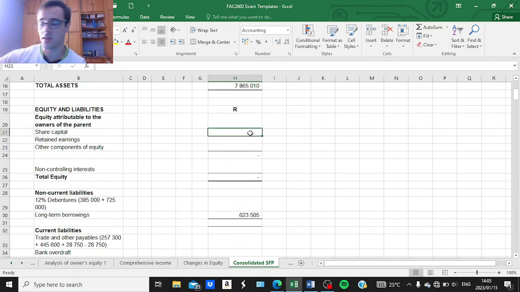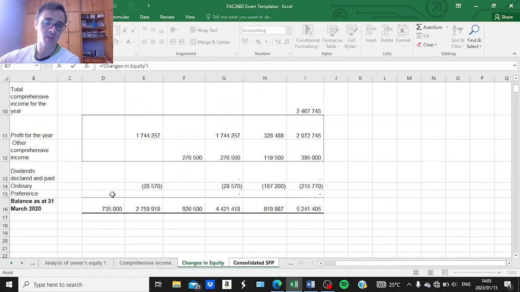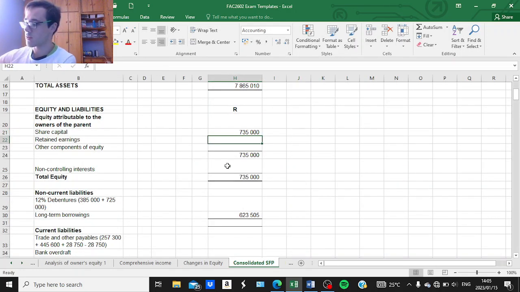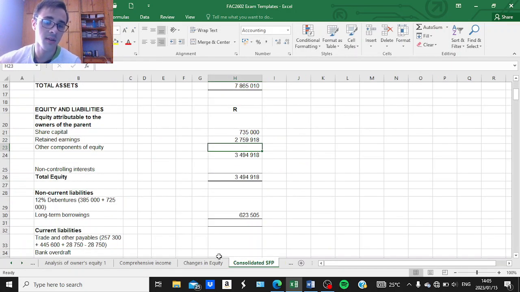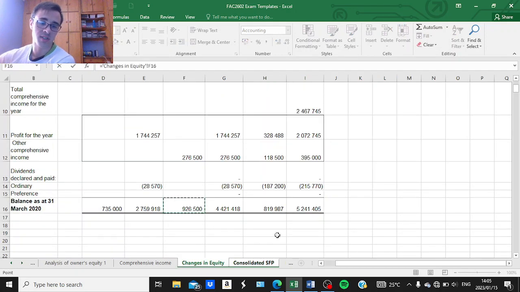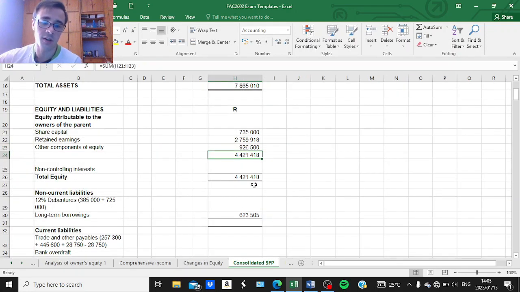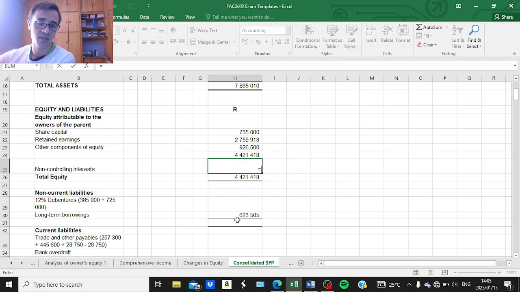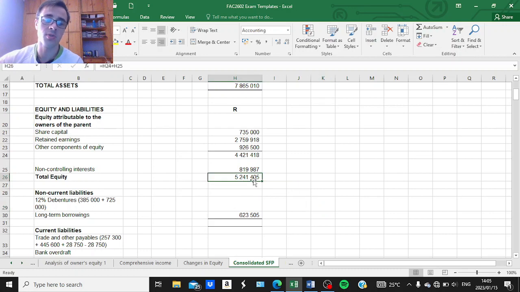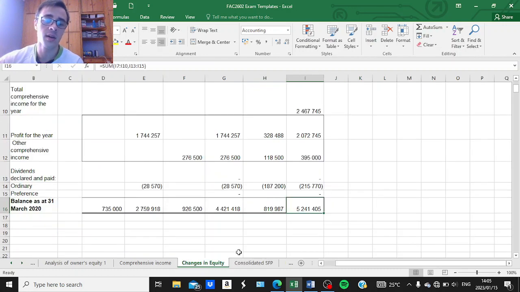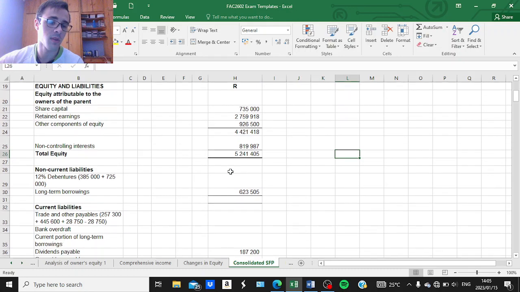Okay, then we go to our equity and liability section. Share capital according to the consolidated statement of changes in equity, 735. Retained earnings will be 2,759,918. Other components of equity, which will just comprise of revaluation surplus, 926,500, and then non-controlling interests, 819,987, giving you total equity of 5,241,405 for the group.